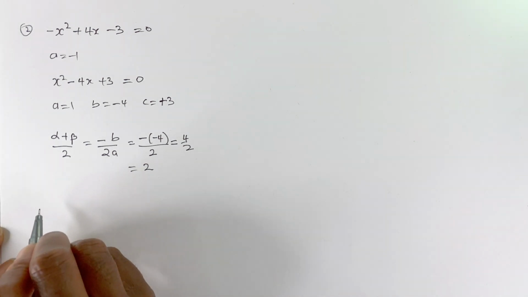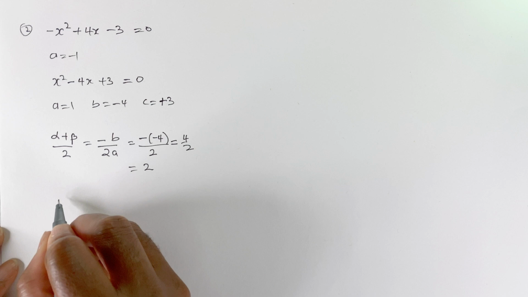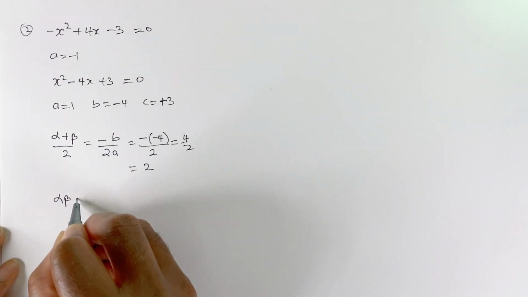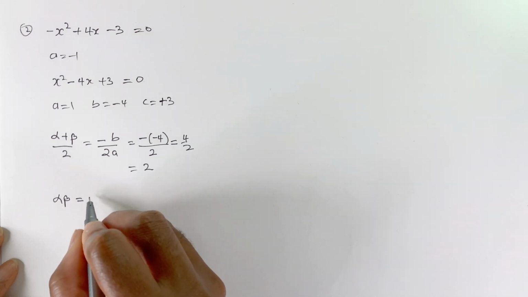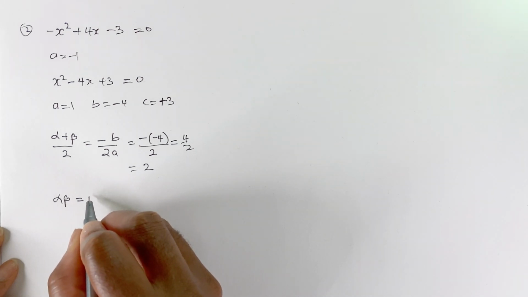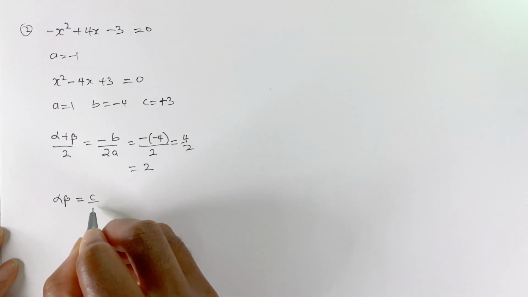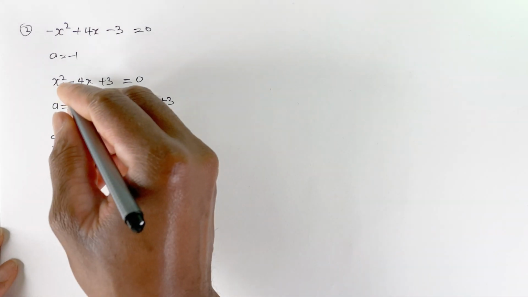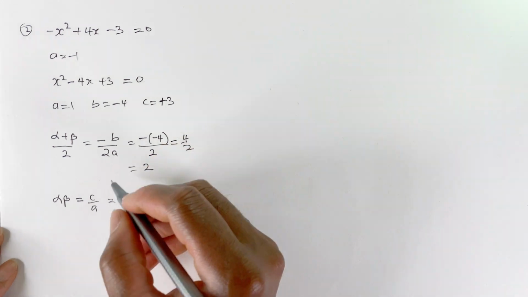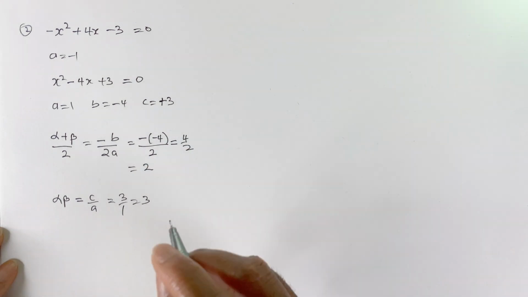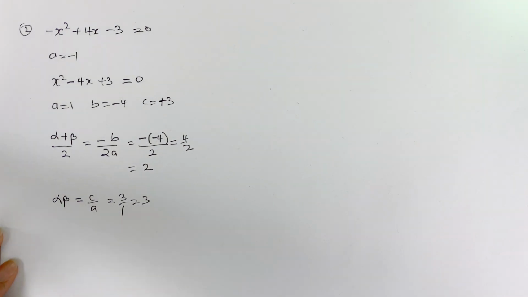So that's cool. And then the next thing I need to do is to find the alpha beta. And the alpha beta here is c over a. Obviously a is 1, so that'll be 3 over 1, which is 3. So that's the alpha beta. Okay, so I've done the important thing there.